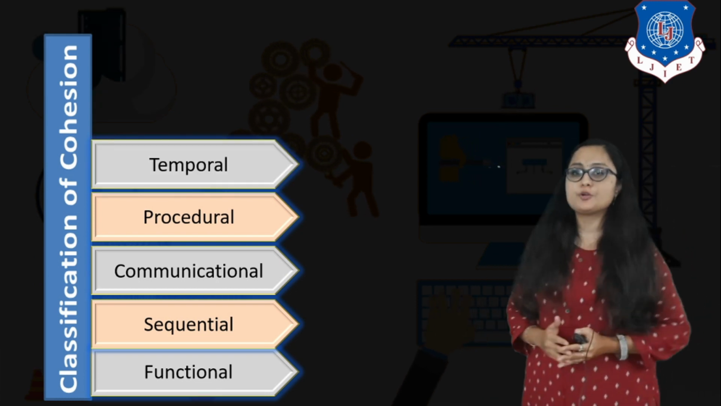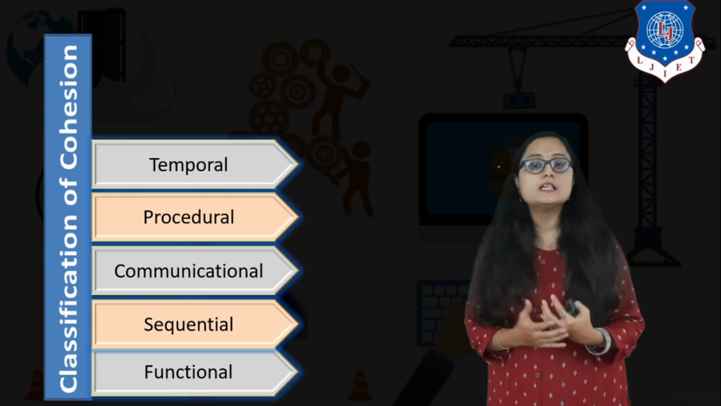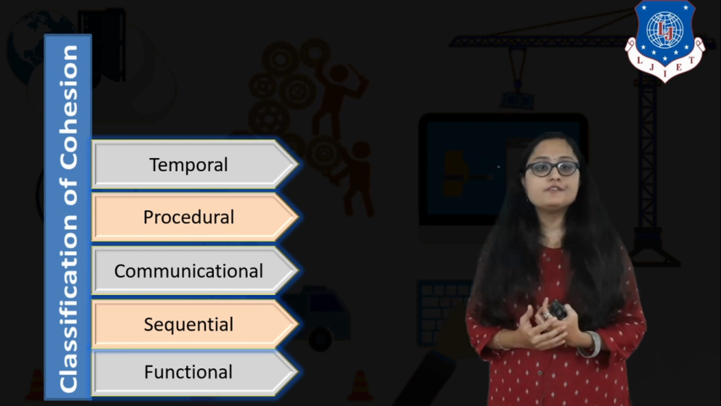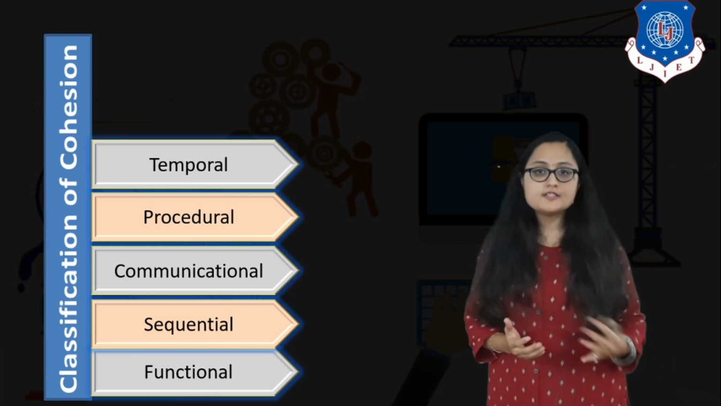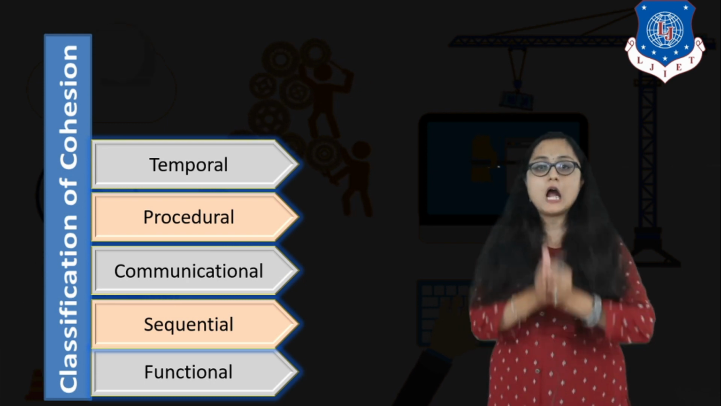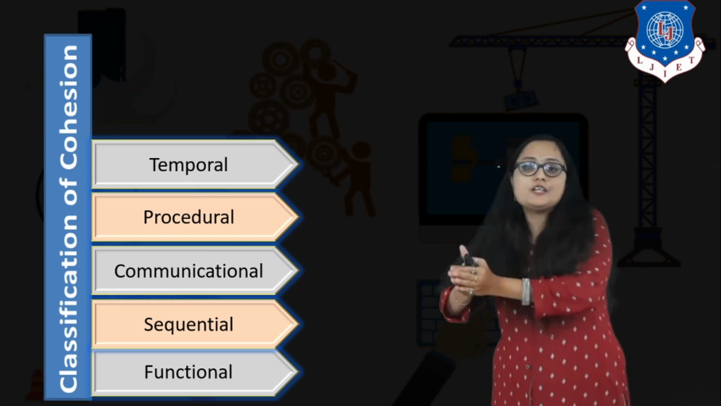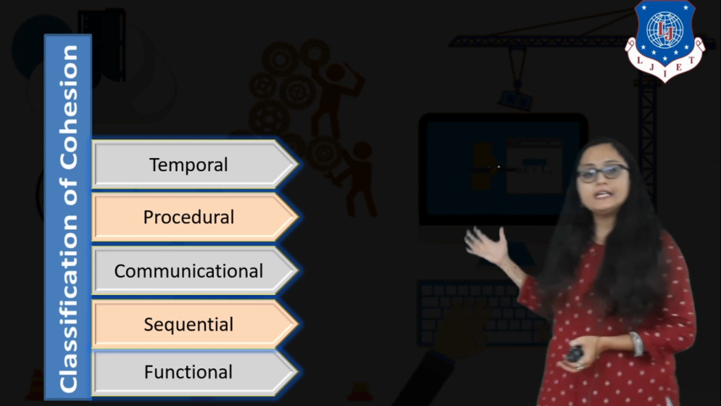Now what do you mean by temporal cohesion? Temporal cohesion is basically a cohesion in which all the set of functions that are included in your module happen at a particular set of time. So they are related to time.